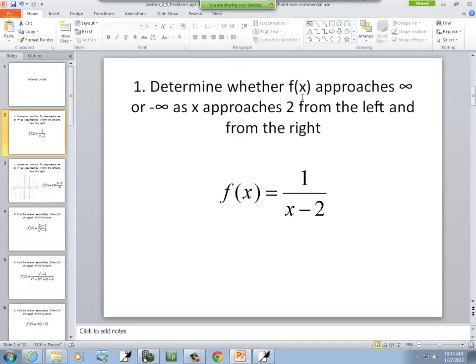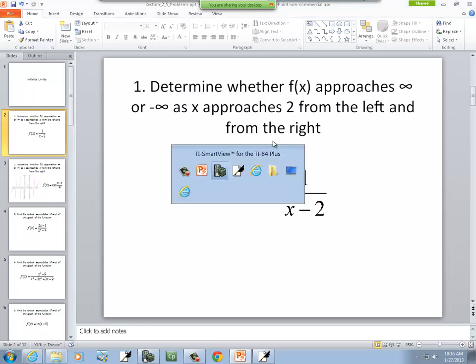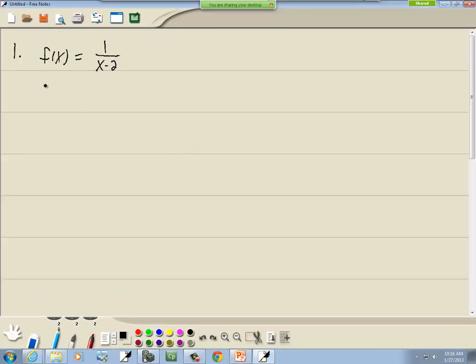And it says determine whether f of x approaches infinity or negative infinity as x approaches 2 from the left and from the right. So what they're really asking, as x approaches 2, this is from the left, that's what the negative power looks like. That's how you write from the left side. And they're also asking, what is the limit as x approaches 2 from the right-hand side? That's what the plus means, of f of x.